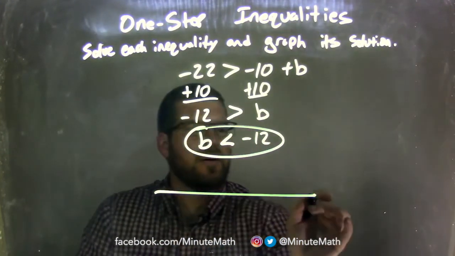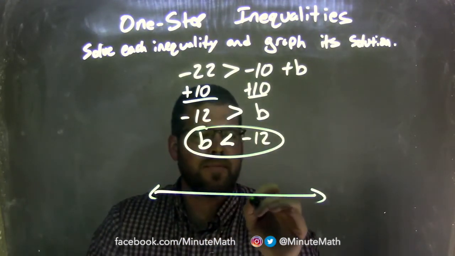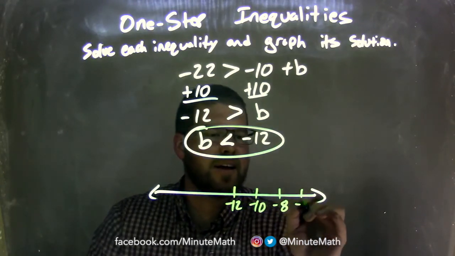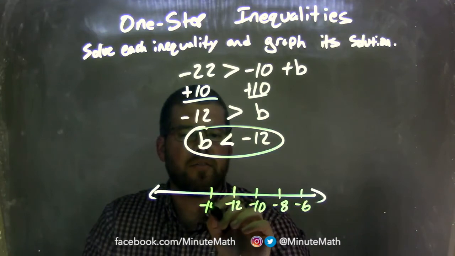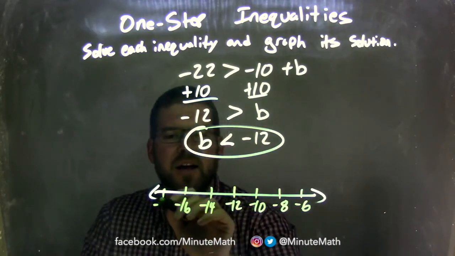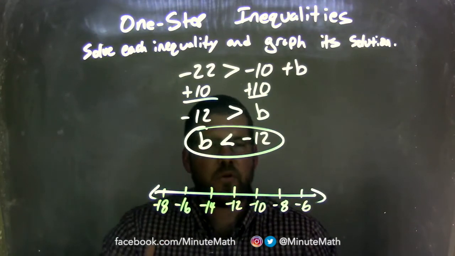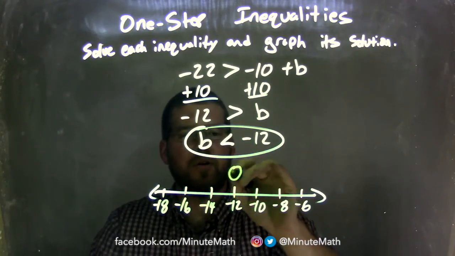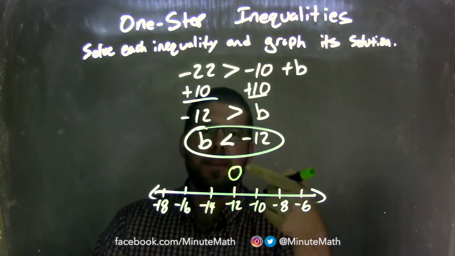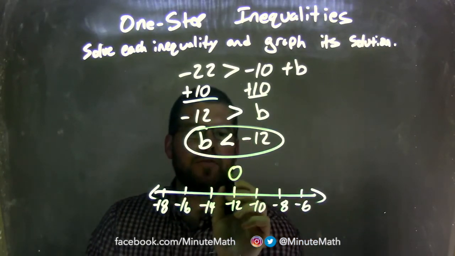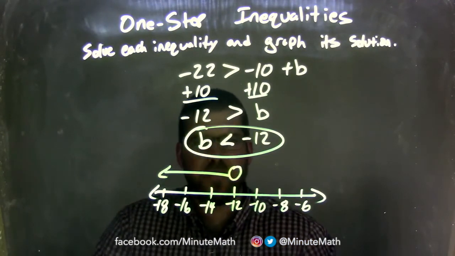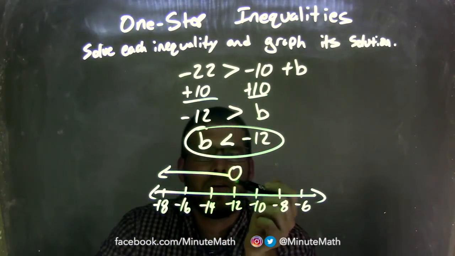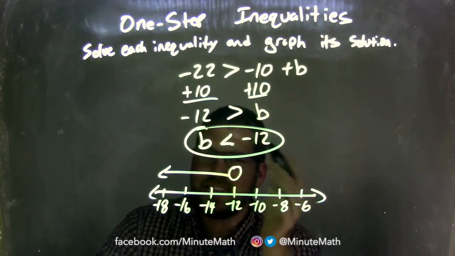But now I need to graph it. So I'm going to graph it here. I'm going to put negative 12 right here. And we have negative 10 to the right, negative 8, and negative 6. And we go by 2's here: negative 14, negative 16, and negative 18. Okay? Well, b is less than negative 12. Because it's just the less than sign, and it's not equal to negative 12, we have an open circle at negative 12. Then from there, I'm going to put my arrow to the left of negative 12. And so now I have a graph here that represents all possible b values, right? All values where b is less than negative 12, which is that final answer.